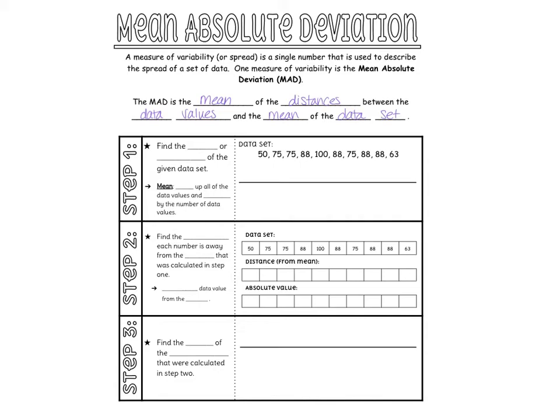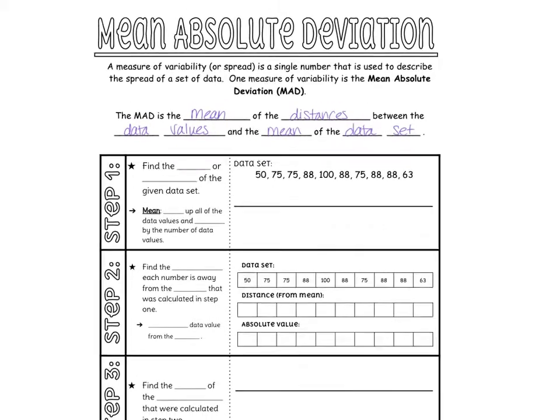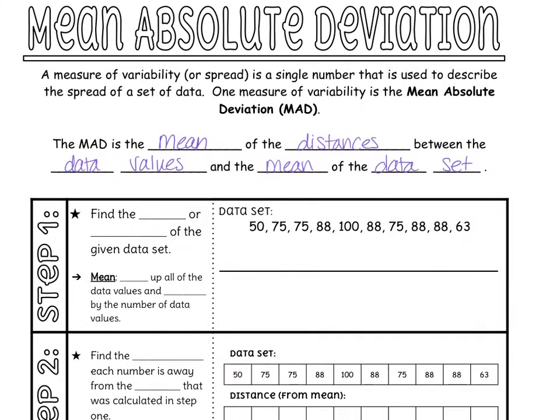So let's dive into mean absolute deviation. We have a couple of definitions here. The measure of variability or spread is a single number that is used to describe the spread of a data set. One measure of variability is called the mean absolute deviation. The mean absolute deviation, which we shorten by saying MAD, is the mean of the distances between the data values and the mean of the data set.